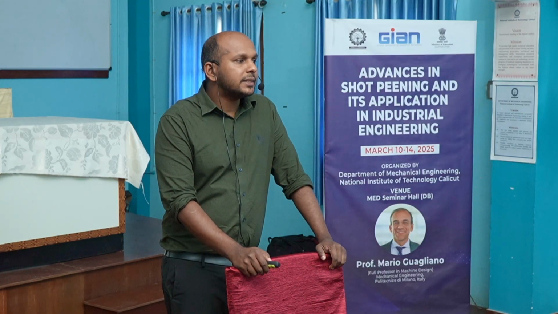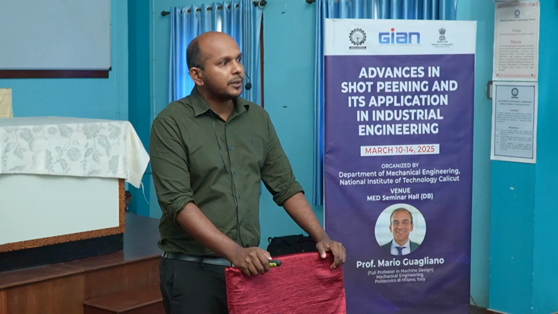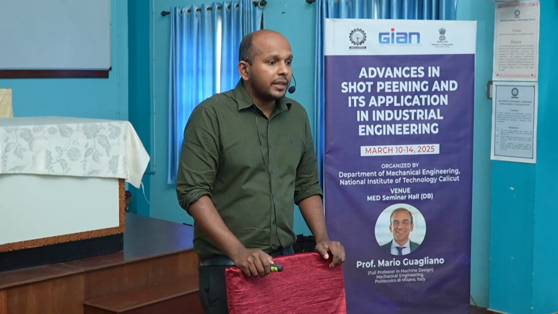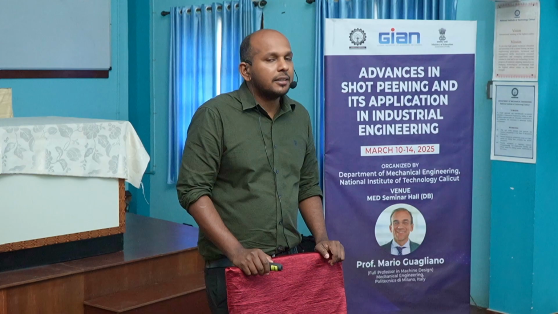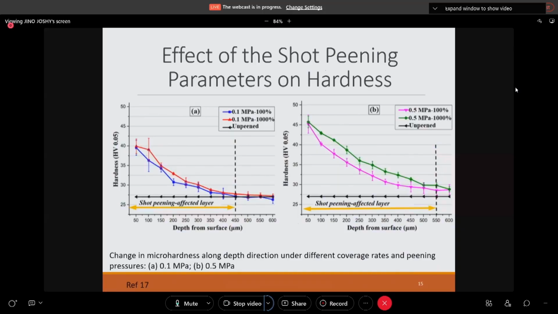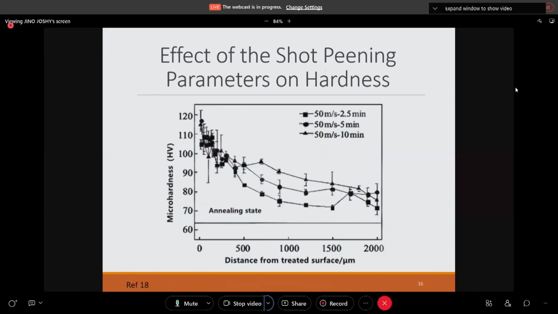Then there is how the hardness values vary. The hardness values are plotted against area and also pressure. Here we can see that the area fraction is less predominant compared to the pressure. When the pressure is more, we get more surface hardness. This is another study where they kept the velocity at 50 meters per second and varied the duration to 2.5, 5 and 10 minutes. Okay, they varied the time while keeping the velocity constant.